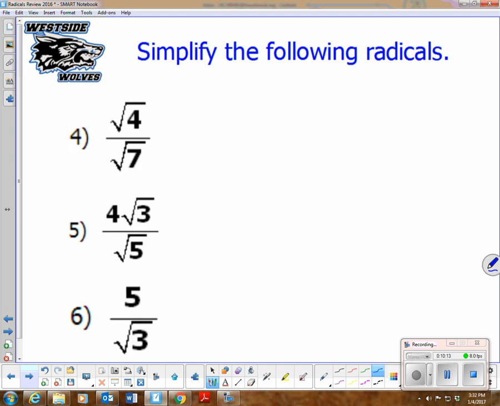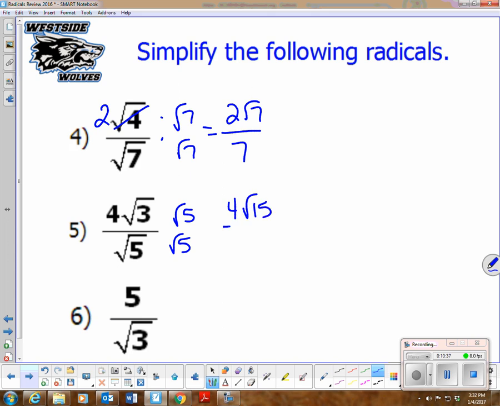Okay, so for this one, I don't know what you did, but let's see if you did this. Did you take the square root of 4 first to make that a 2? Remember, always simplify. It makes problems easier. Now I got to multiply by my version of 1. And so I get 2 square root of 7 all over 7, and that's my answer. I'm done. In this one here, there's nothing to simplify, so I multiply by a version of 1.